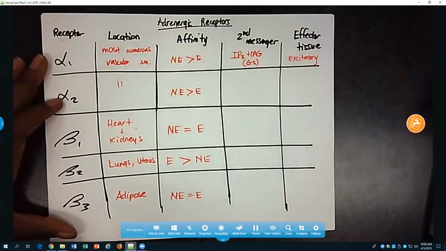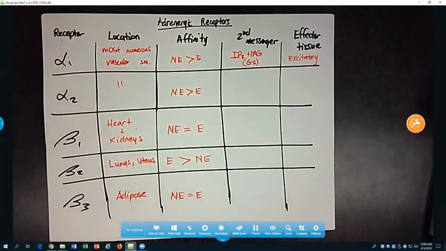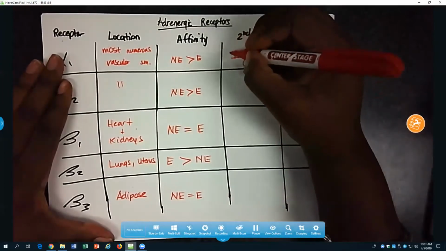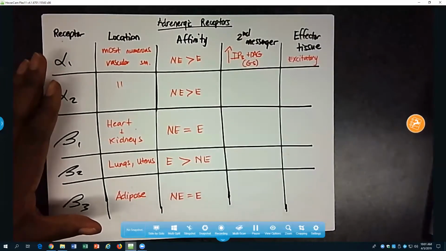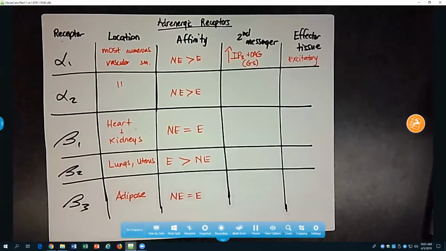Okay. What about alpha-2? Alpha-2 had an entirely different second messenger, didn't it? What was the other second messenger we talked about? So this is going to increase its second messenger. Let's make a note of that. What was the other second messenger we talked about? So we only spoke about two. We spoke about IP3. We spoke about cyclic AMP.